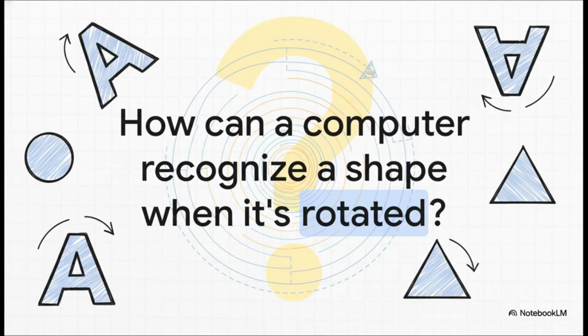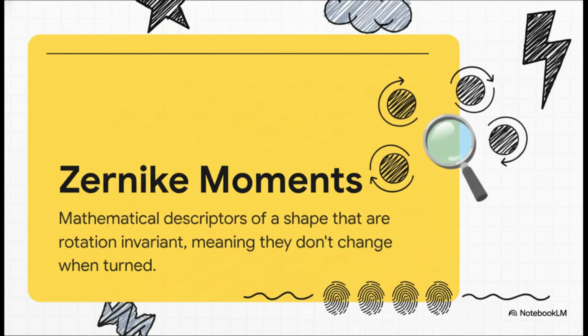So think about this for a second. Let's say you're trying to get a computer to recognize the letter A. Seems easy, right? But what happens when that A is tilted sideways or completely upside down? All of a sudden, it's a totally different problem. How can a computer possibly describe a shape in a way that its orientation just doesn't matter? Well, the answer is these things called Zernike moments. The best way to think about them is like a unique mathematical fingerprint for any given shape. And their absolute superpower is that this fingerprint stays exactly the same no matter how you spin that shape around. That's what we mean by rotation-invariant.